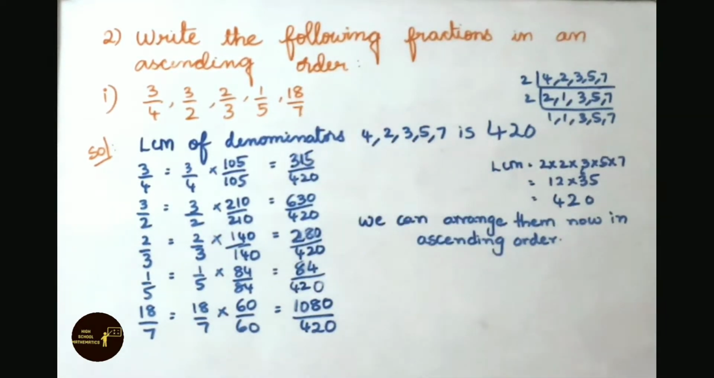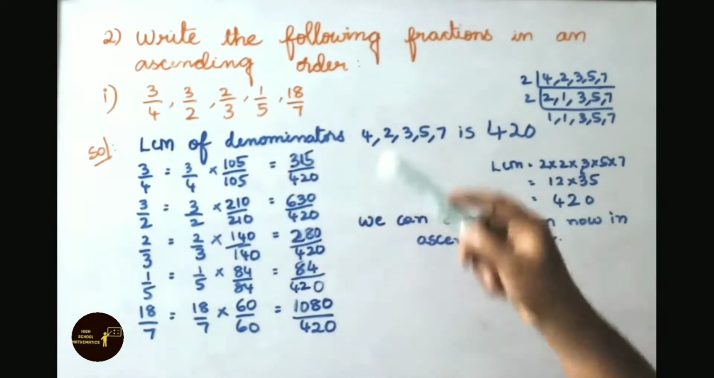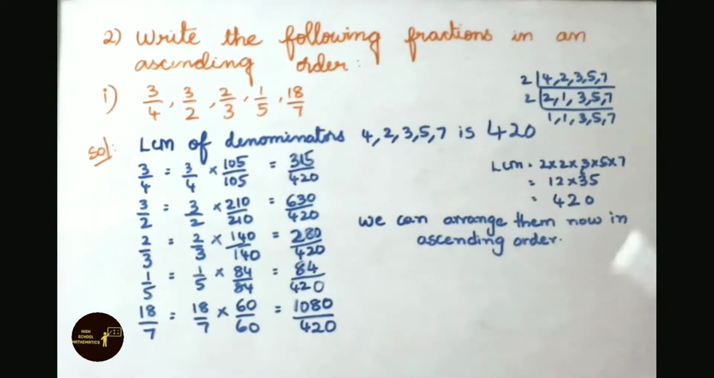Here the given fractions are unlike fractions, so we can't arrange them in ascending order. So first we have to convert these unlike fractions to like fractions. For that, first we have to find the LCM of the denominators. Let us do LCM here. 2 2s are 4, 2 1s are 2, 3 5 7 as it is we have written. Again in the 2 table, 2 1s are 2, 1 3 5 7.